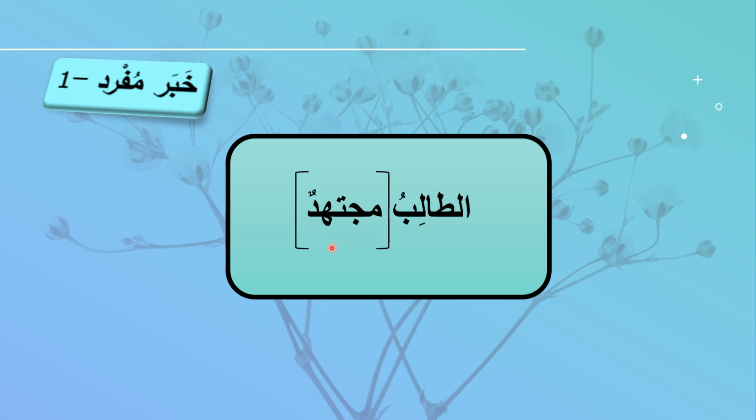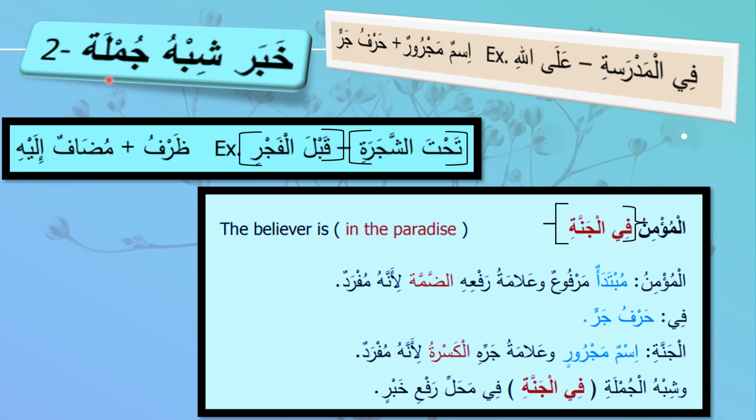And now let's check the second type of khabar, that is the shibh jumla. We will do the examples for the shibh jumla. There are two types of shibh jumla. The first one is with the harf jar. As you can see here, fil madrasati, ala al-wahi. A sentence starting with the harf jar is shibh jumla with the jar. The second type of shibh jumla is with the zarf. The zarf is tahta, qabla. This type of shibh jumla starts with a zarf, as in tahta shajarati, qabla al-fajri.